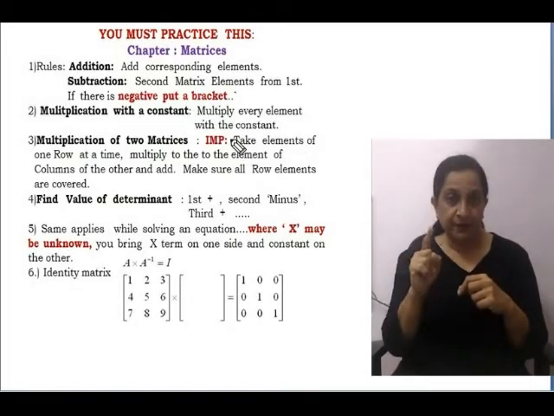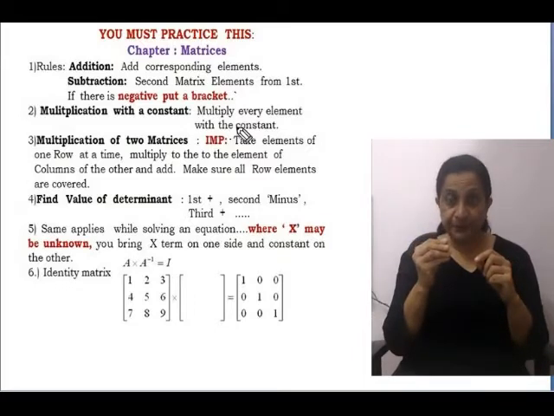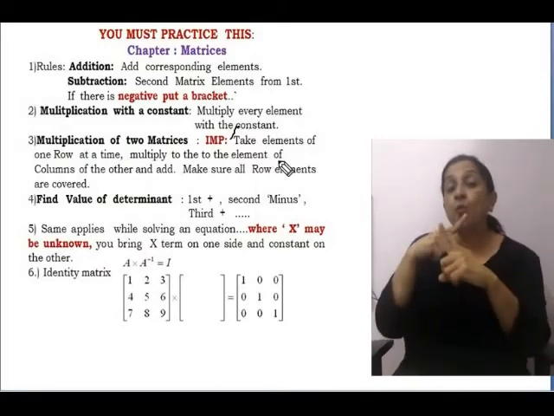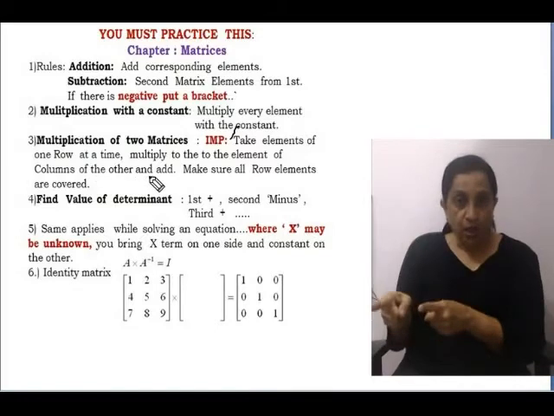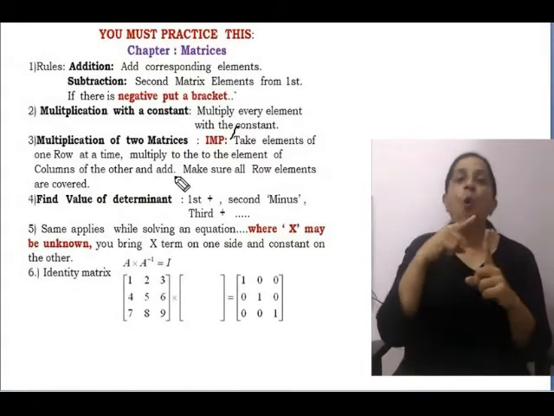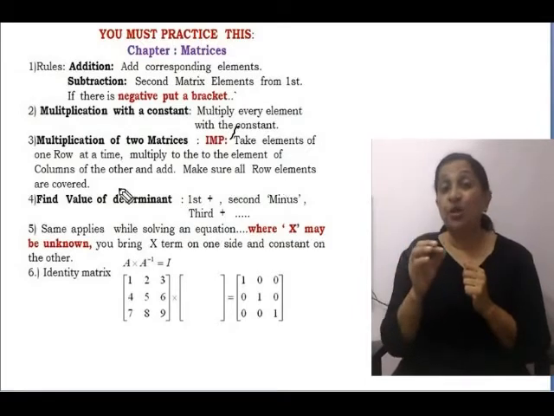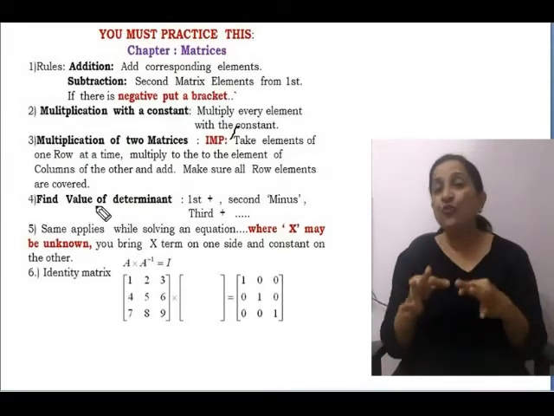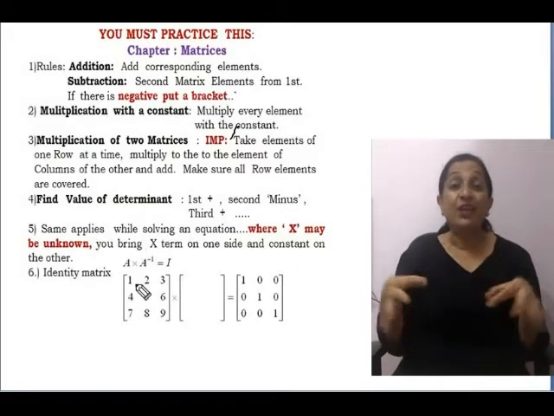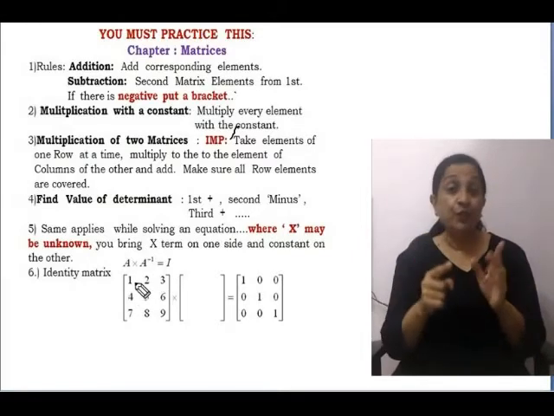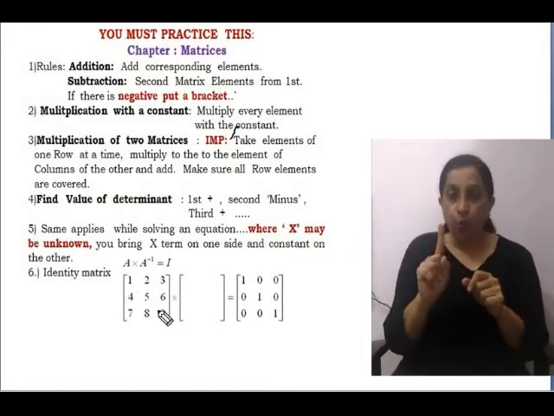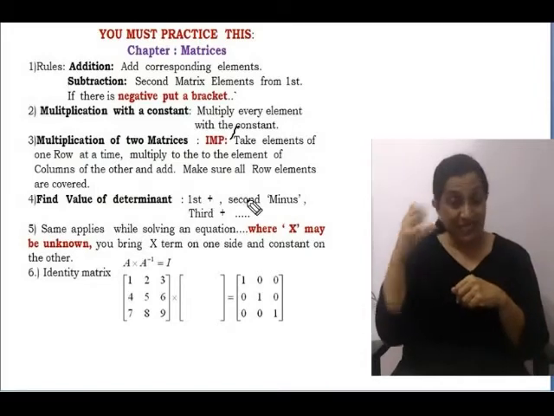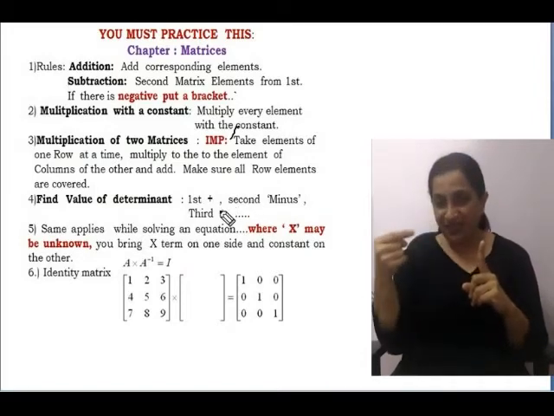elements of one row at a time, multiply to the elements of the columns in the other, and then you add them. Make sure all row elements are covered. If you are asked to find the value of the determinant, then you know how you will do it. Like, you will take one element and then multiply the diagonal elements. Always the first one is positive, second one is negative, third one is positive, like that.